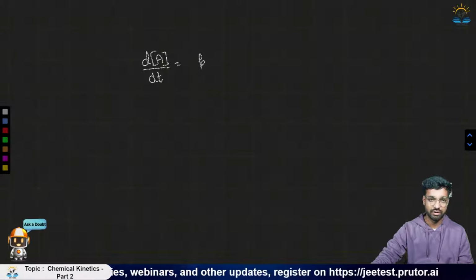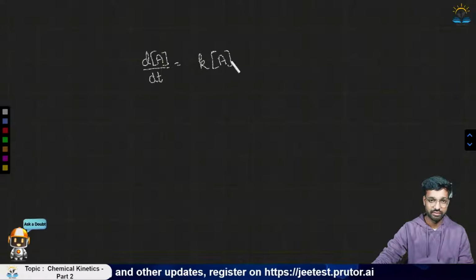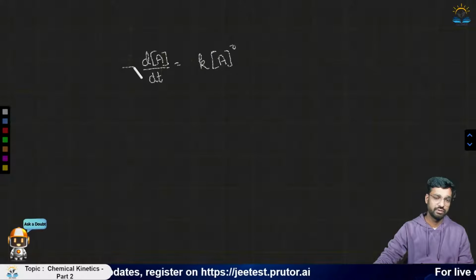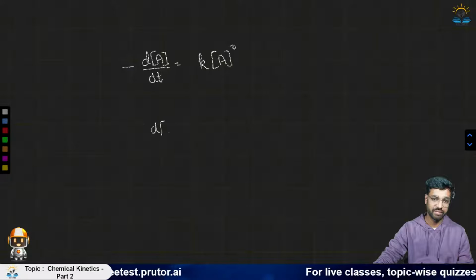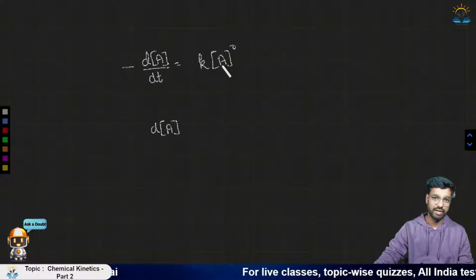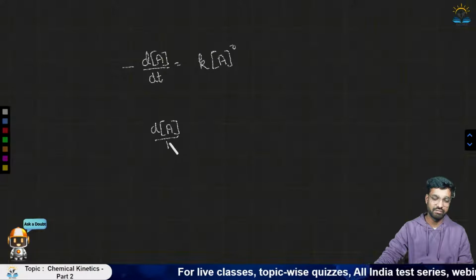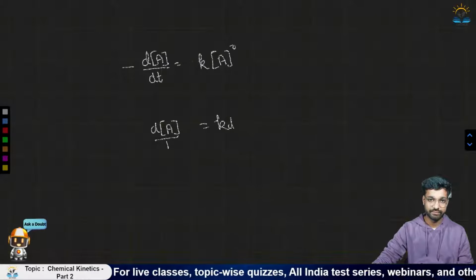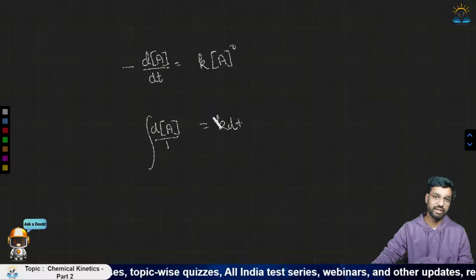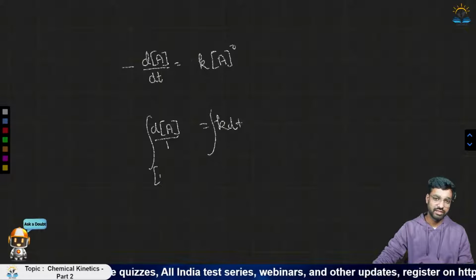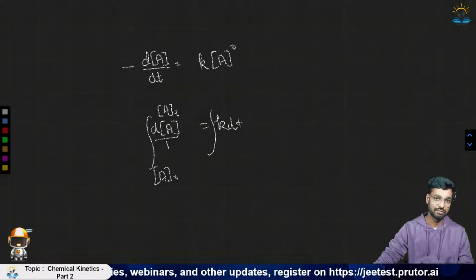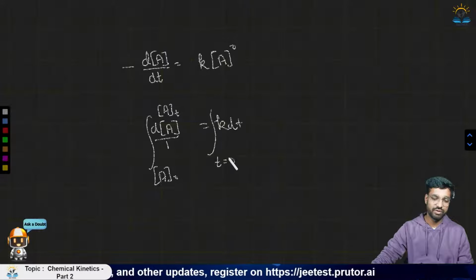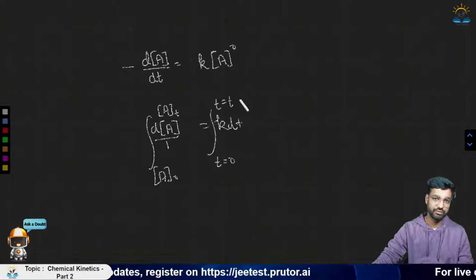So for the zero order reaction, we have the rate as A raised to the power 0. These are the starting equations in terms of the reactant. Now if you take the variables on the same side, this A to the power 0 can be written as 1, so dA = -k dt. Now we'll integrate it. So concentration will go from A naught to At, and time will go from t equals 0 to t equals t seconds.